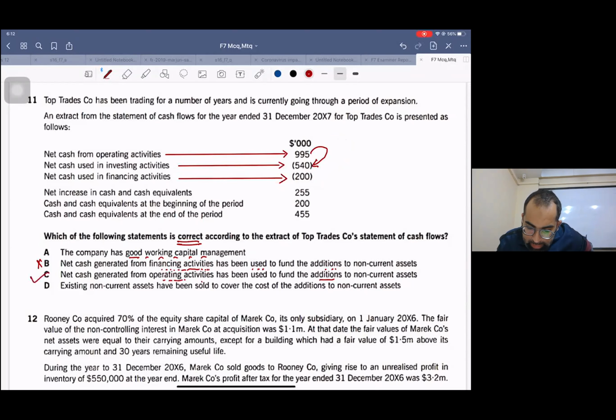Now, existing non-current assets have been sold to cover the additions, no. If you have sold existing non-current assets, you get cash receipts, so this must be positive, but here you can see your investing activities is negative. So D is also incorrect. So the obvious answer is C. The most appropriate answer is C. This is a good question.